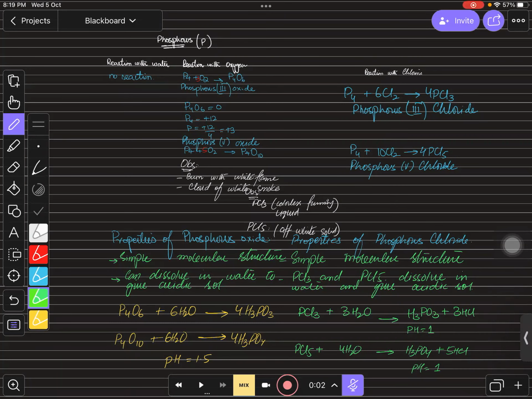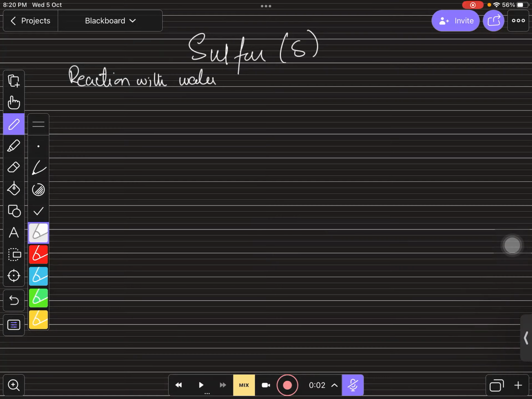Again, we talk about reaction with water first, then oxygen, then chlorine. Reaction with water, then reaction with oxygen, and then reaction with chlorine.